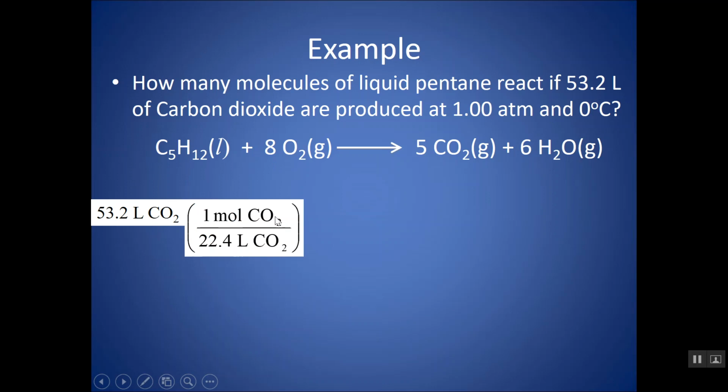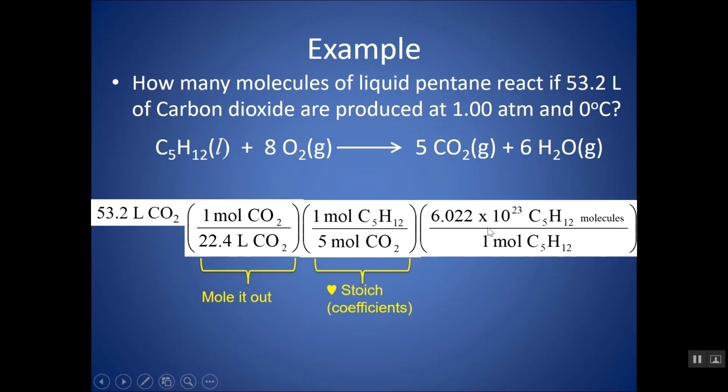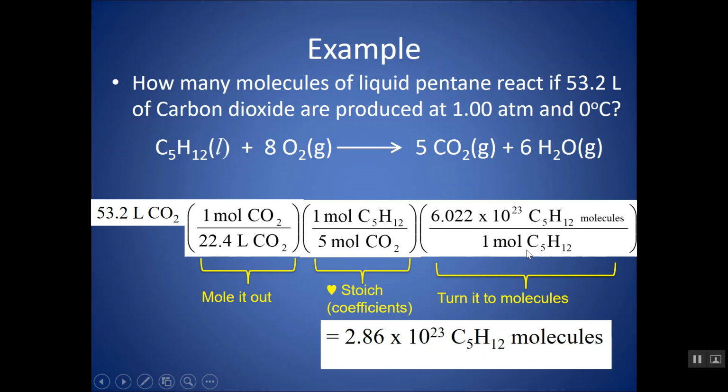Now in moles of CO2, I can change it into moles of pentane, C5H12, using the coefficients. It's a 5-to-1 ratio here. 5 moles of CO2 goes on the bottom to cancel. Now I'm in moles of C5H12. I don't want to be in moles, I want to be in molecules. So I can use Avogadro's number. There's 6.022 times 10 to the 23 molecules in 1 mole. And I can get my answer.